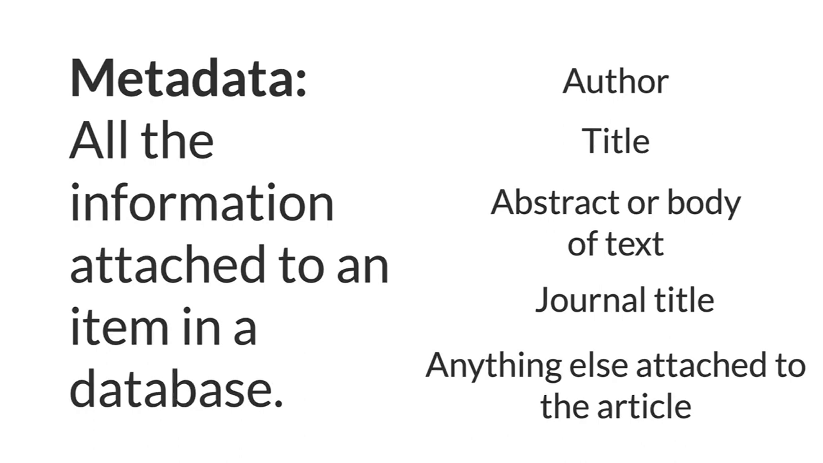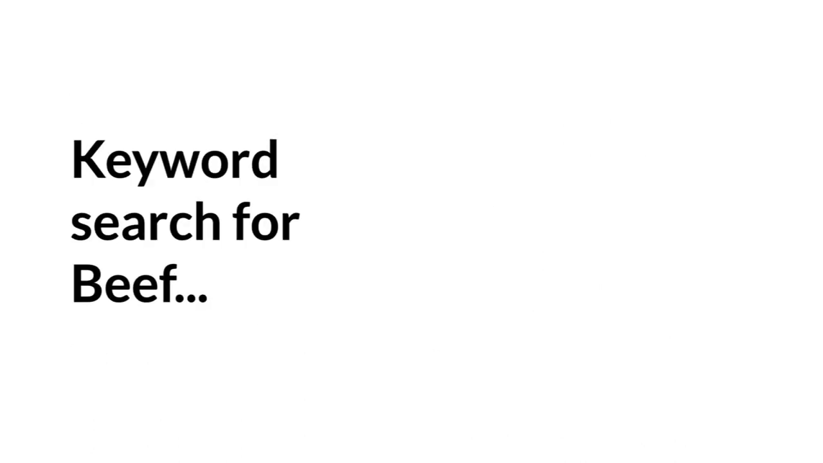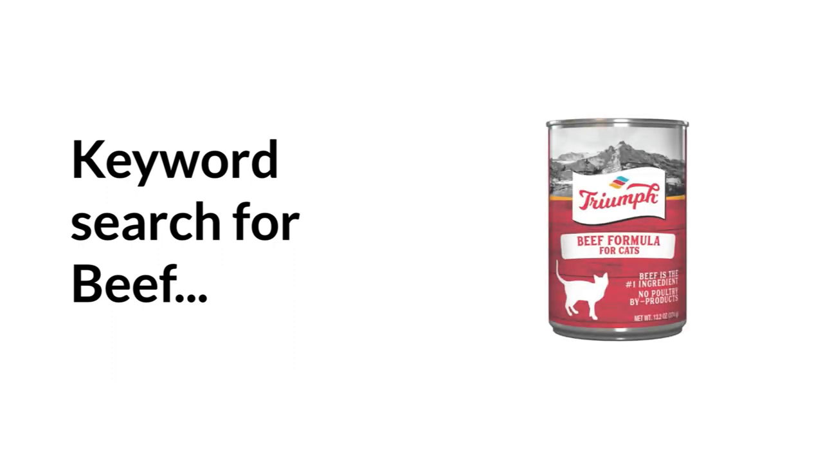For example, let's say that I'm looking for items about beef. If I do a keyword search, I might get things that have the keyword beef somewhere in the metadata, but the item might be something very different from what I actually want. In this case, my results might include beef-flavored cat food, which I'm not interested in for this search.